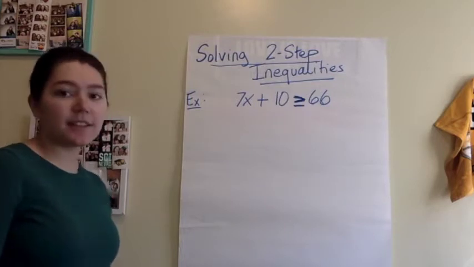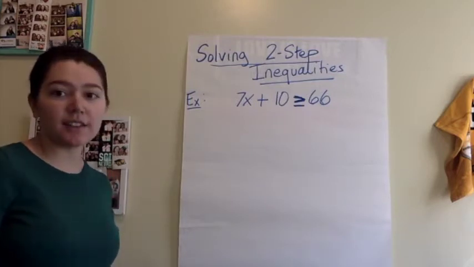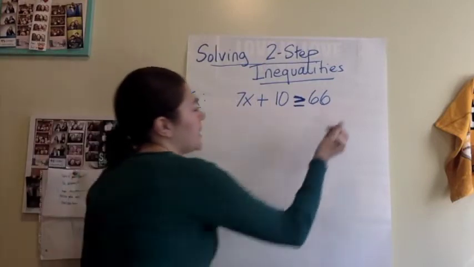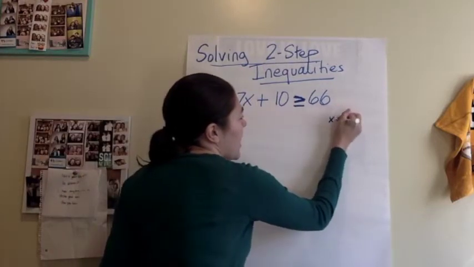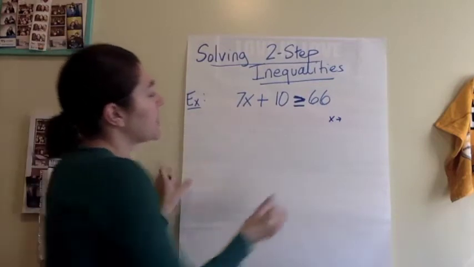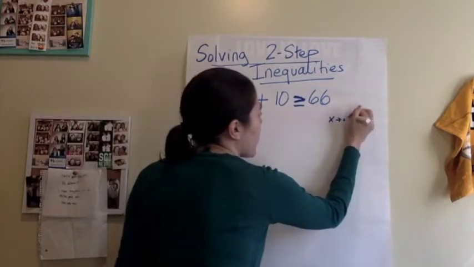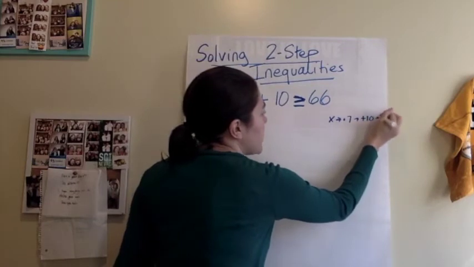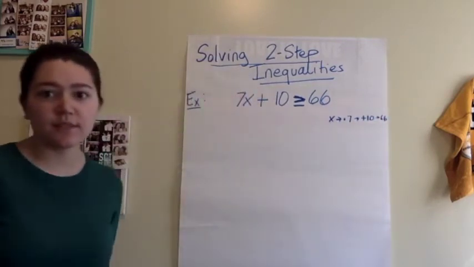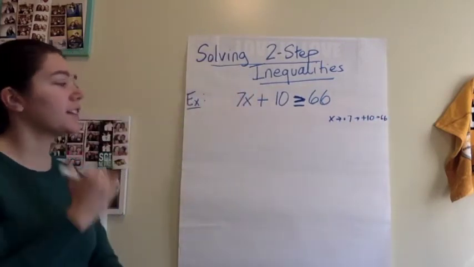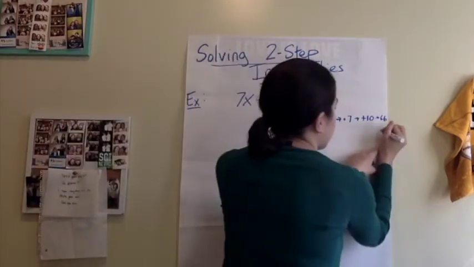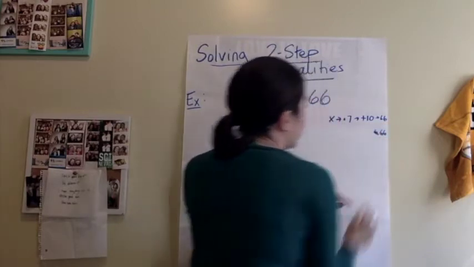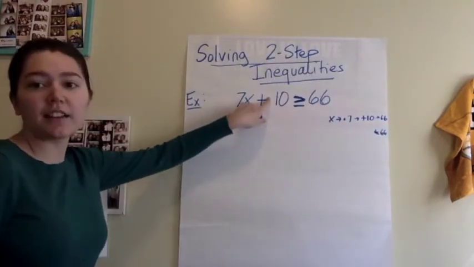So let's think about what's happening to x, kind of thinking about our flowchart method just off to the side. I'm taking x, and then it's getting multiplied by 7. Then we add 10, and that gives us 66. So then I need to work backwards. My first step is going to be undoing this adding 10.